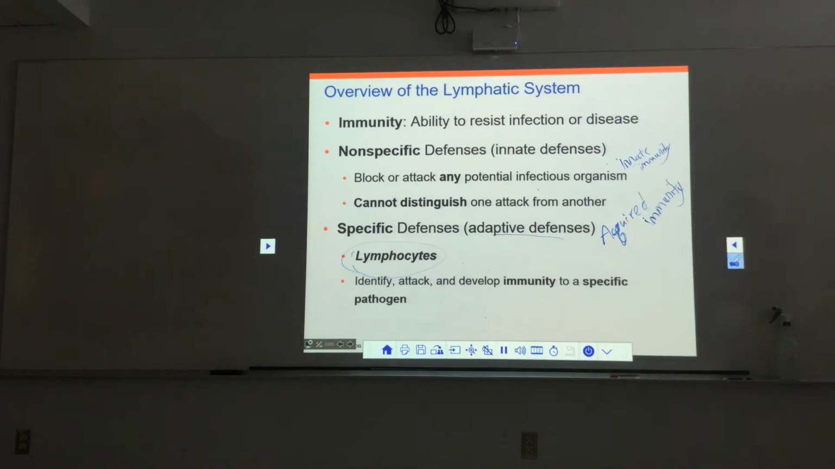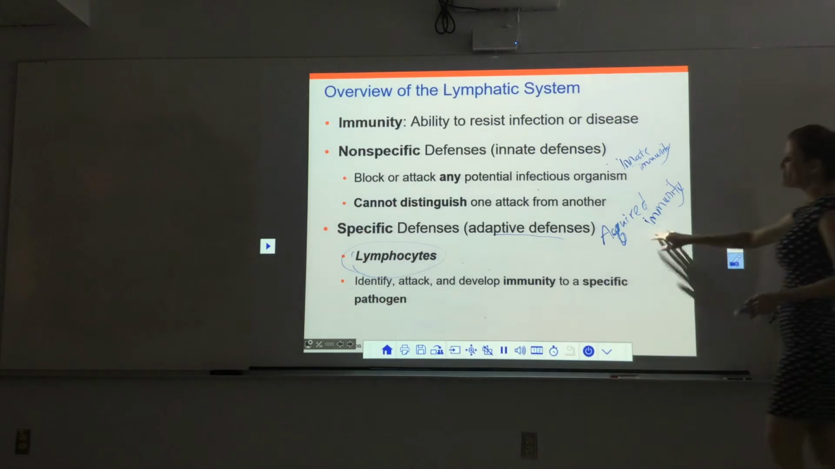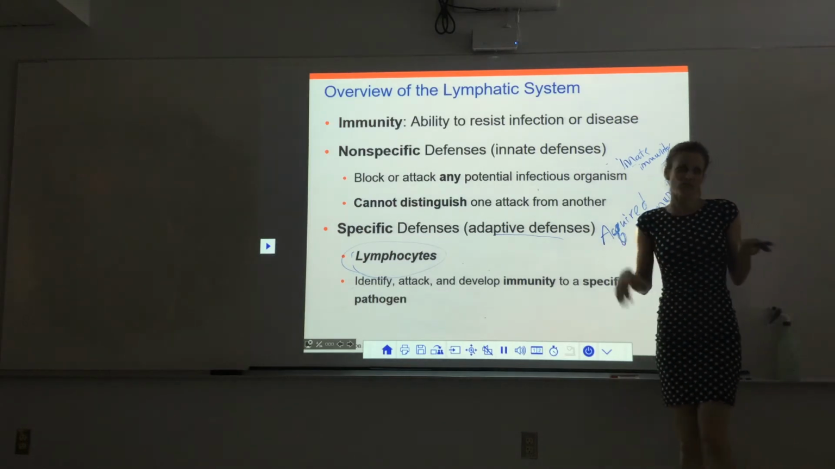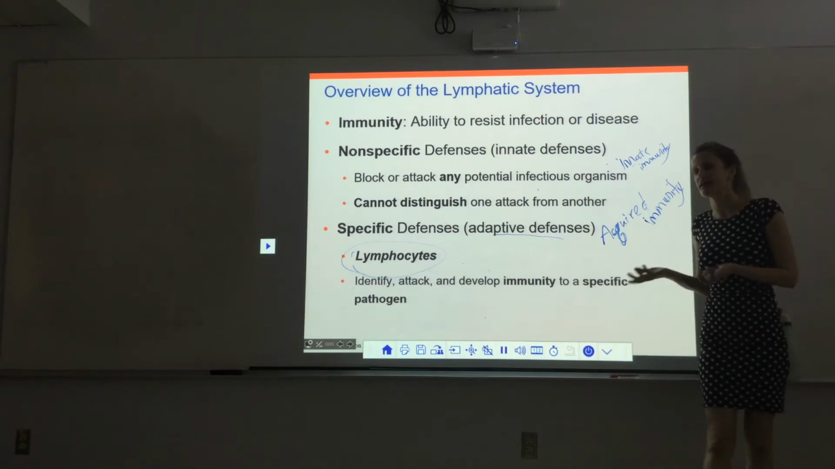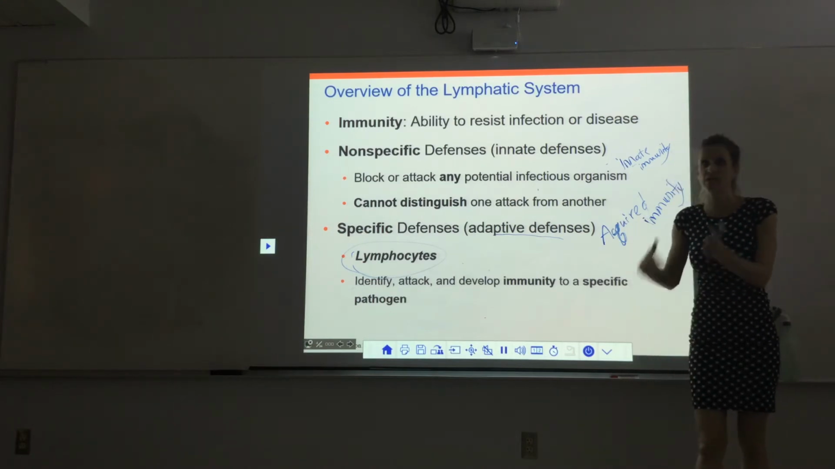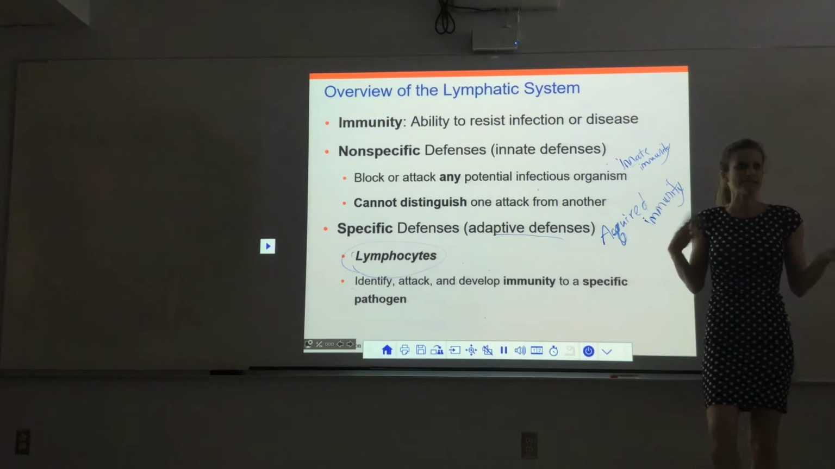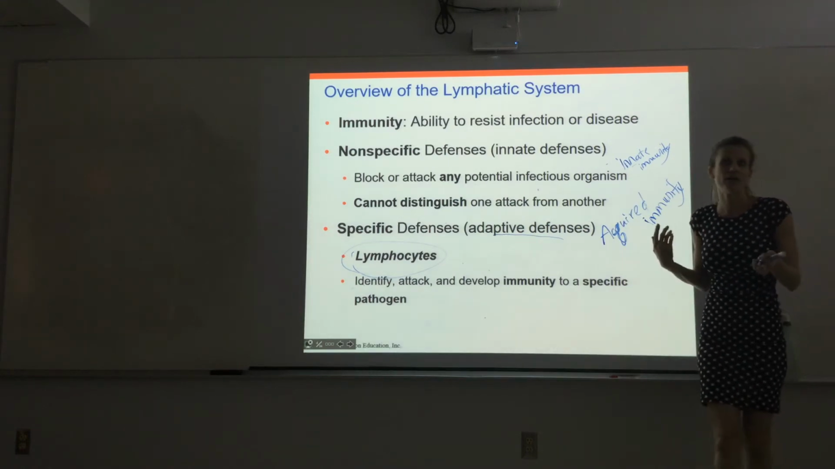They give us acquired or adaptive immunity. What that means is that we're not born with it. We have to acquire it. We have to get it in some way. We can get it in lots of different ways, and we'll talk about this later. You can get it from your mom. If your mom passes antibodies on to you, you can get it artificially.